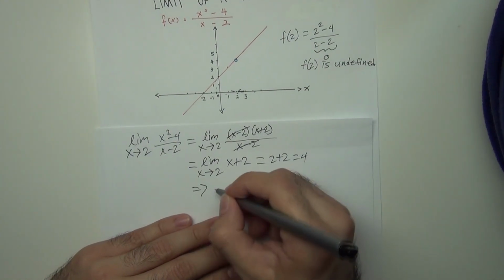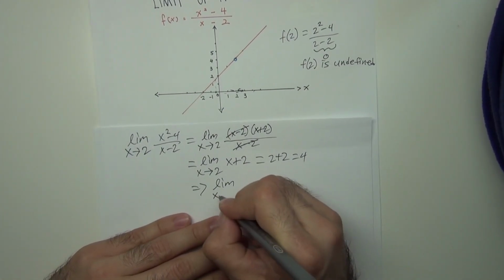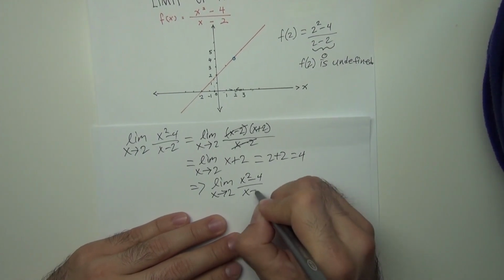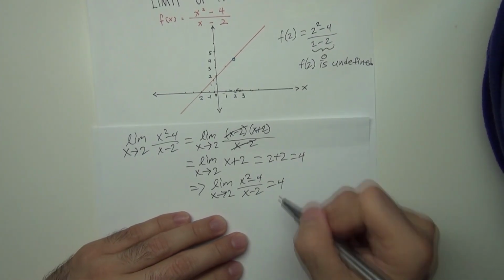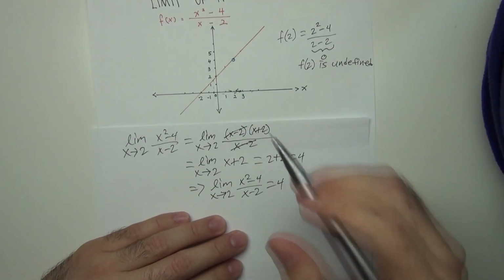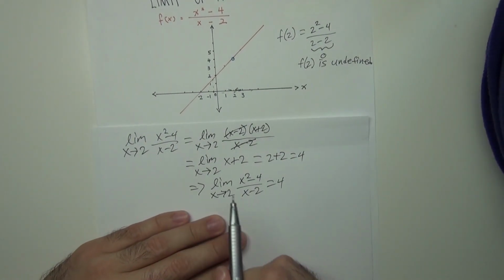So we can write that here. The limit as x approaches 2 of x squared minus 4 over x minus 2 is equal to 4. So we got the same answer. Again, f of x is not defined at 2. That's okay.